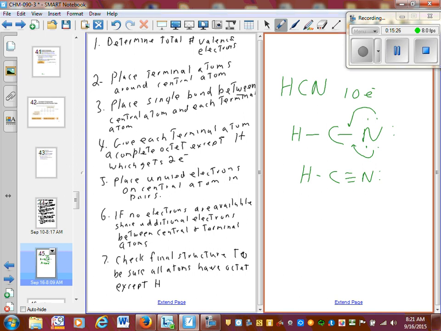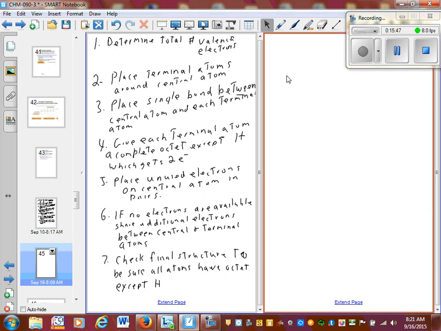Let's do a couple more. As you do these, you find out, at least for the ones we're going to do, it's pretty simple. You follow the steps. All right, let's pick another color. Okay. Sulfur dioxide. How many valence electrons? Quick.